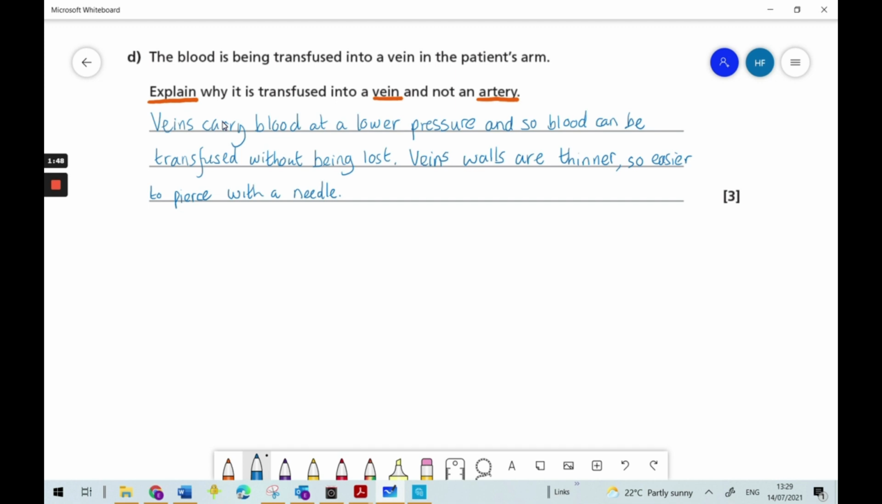And finally, veins are found closer to the surface of the skin, so it would be easier for a nurse or a doctor to find a vein in your arm compared to an artery, which would be much further from the surface of the skin. So let's add that as our final point, and we'll write: veins are closer to the skin, so easier to, I've just run out of space, I'll just put it down here, find. So this answer gives 3 different points, which would be the 3 marks.